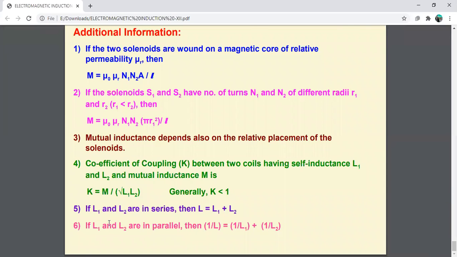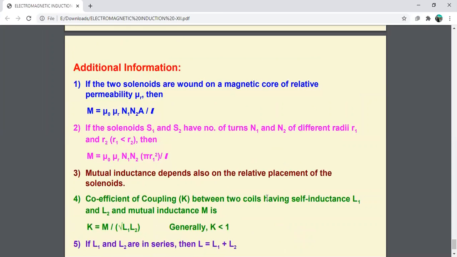If L1 and L2 are connected in series, because an inductor is a two terminal device, it can be connected in series and parallel just like a resistor and capacitor. Therefore, an inductor can be connected in series just like resistance, as resistance was connected in series with equivalent resistance given as R1 plus R2. Here, equivalent inductance will be given as L1 plus L2. And if it is connected in parallel, then equivalent inductance will be given as 1 by L equal to 1 by L1 plus 1 by L2. Related to this, we have already shared notes of combination of inductors in series and parallel.